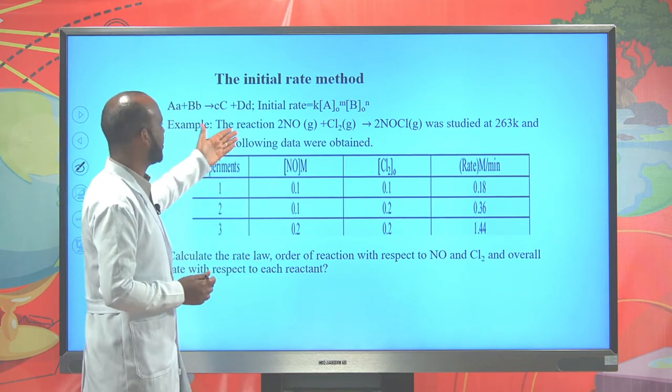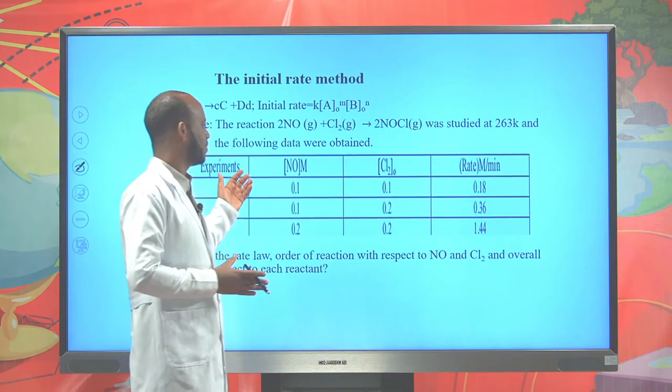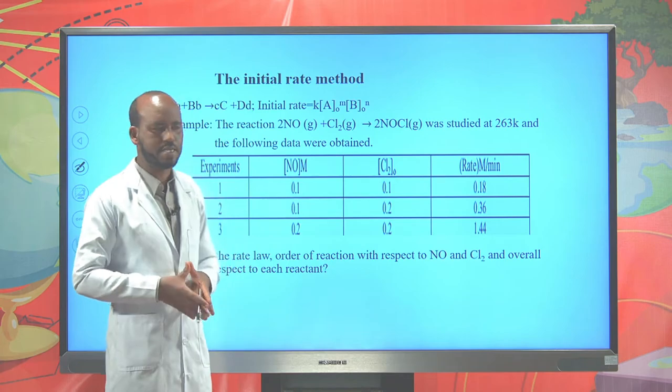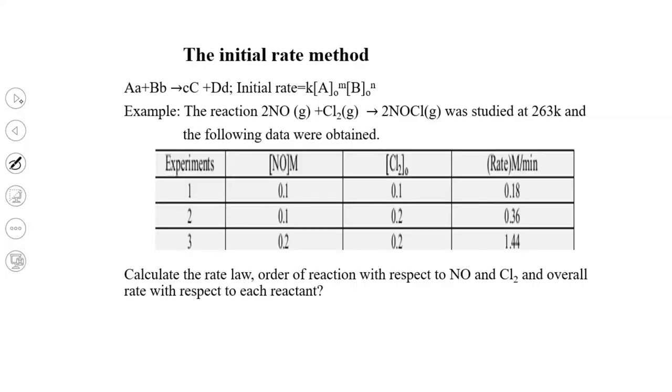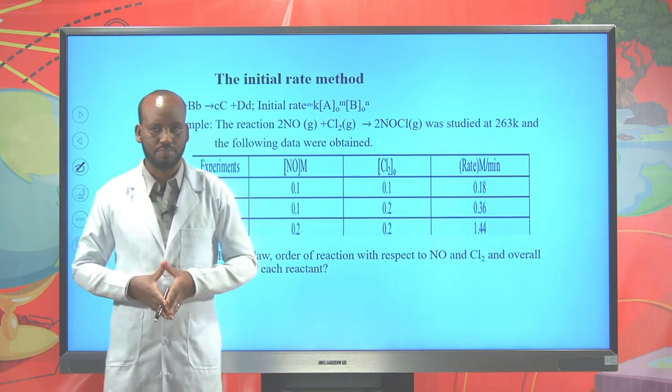For example, the reaction 2NO gas plus Cl2 gas to form 2NOCl gas was studied at 266 Kelvin, and the following data were obtained. This is data obtained experimentally. You are asked to calculate the order of the reaction. Determine the rate law for this experimentally obtained data.